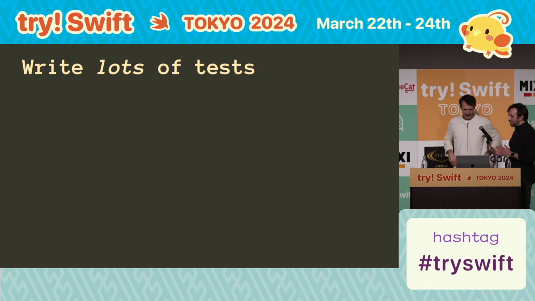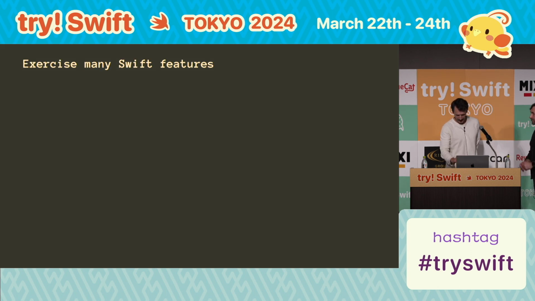The next lesson that we'd like you to consider is to write lots and lots and lots of tests. Hopefully, thanks to our Swift macro testing library, it becomes very easy to do so. We recommend writing many for every single little edge case and Swift quirk that you can think of to ensure that your macro works over all of the code that you might attach it to. And then also exercise many Swift features.